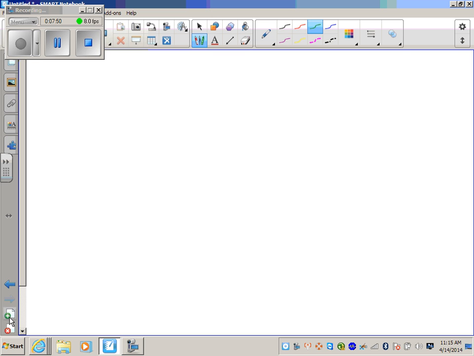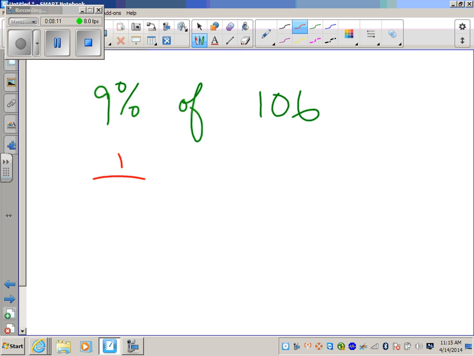Let's say 9% of 106. What fraction are we going to use to represent the 9%? Look at your chart. 10% is the percent we're going to use. What fraction is that? 1/10.